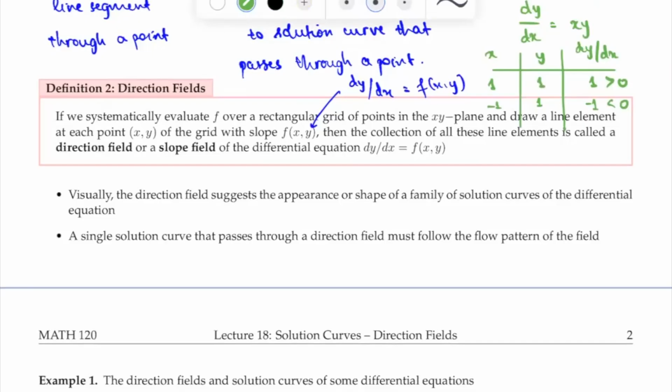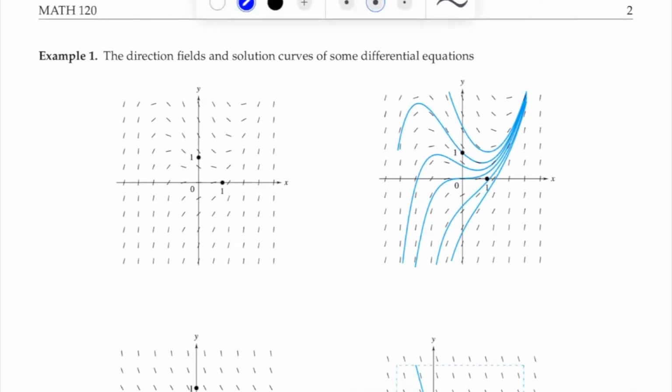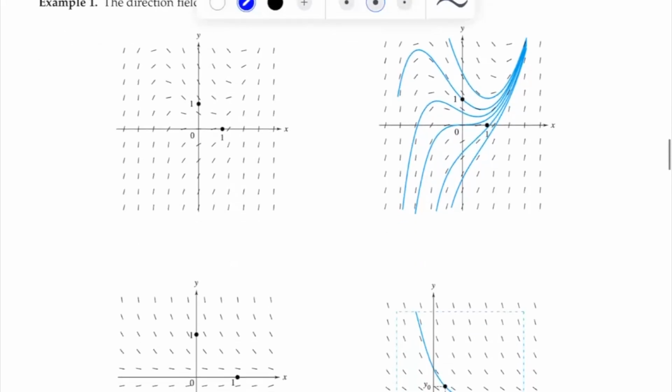Okay, so in the next page, I'm going to give you some examples. Like on one side is the direction field, and on the other side are the corresponding solution curves. And again, the solution curves have to follow the pattern of the direction field. Okay. Example 1, direction fields and solution curves of some differential equations. So on the first graph right here, this is the direction field for dy dx equal to x squared minus y.